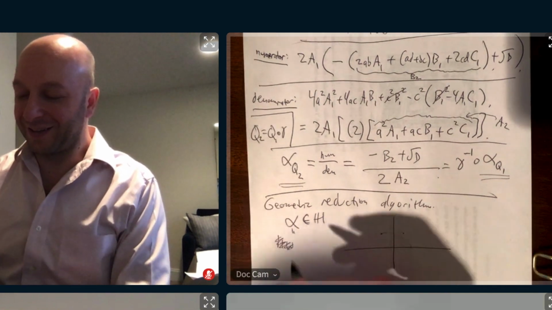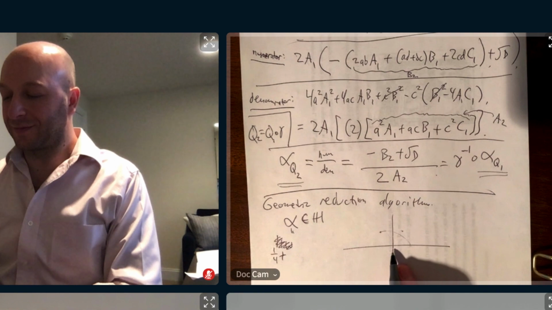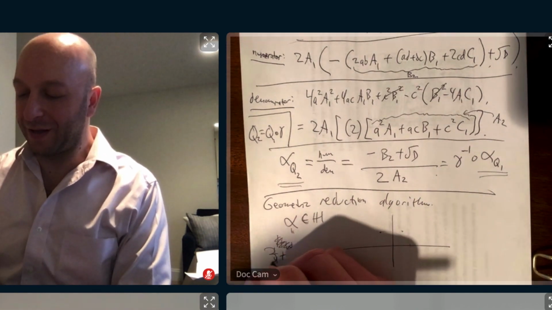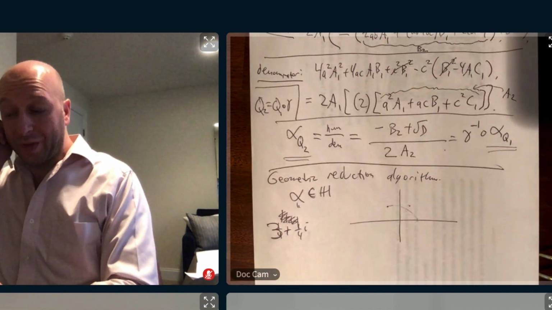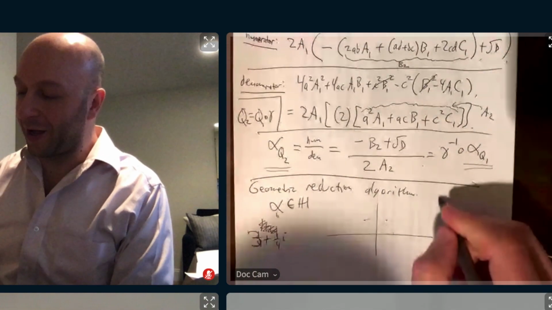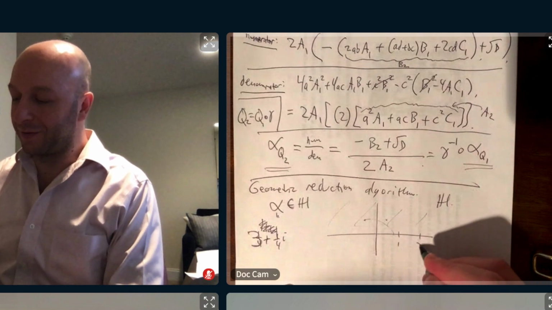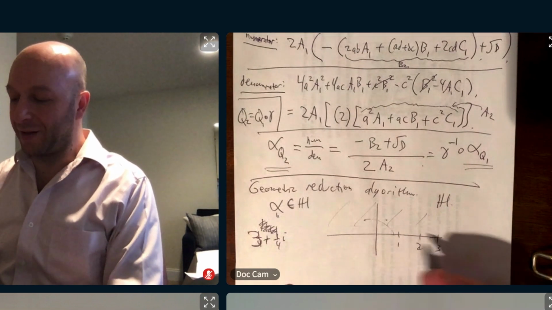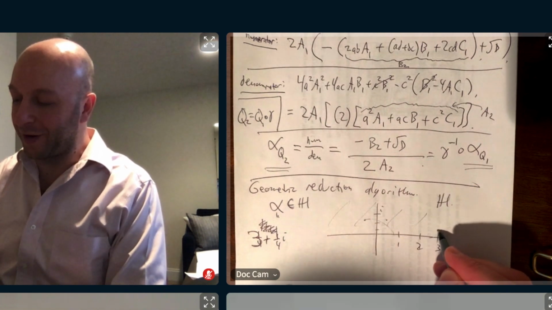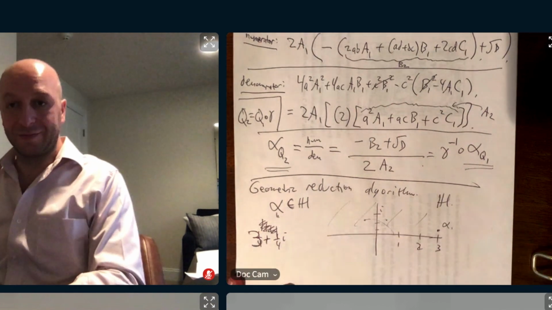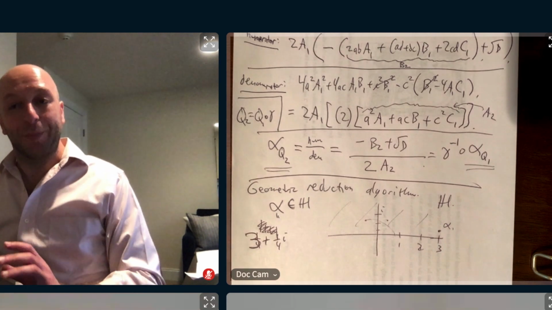How about 3 plus a quarter i? I just made this up. I have no idea what's going to happen to this number. All right, 3 plus a quarter i. Here's my upper half plane sitting inside the complex plane. 3 is 1, 2, 3. And a quarter i, this is i, so this is half i, this is a quarter i. A quarter i is over here. This is my point alpha. And I'm going to keep moving this point alpha until it's as simple as possible.